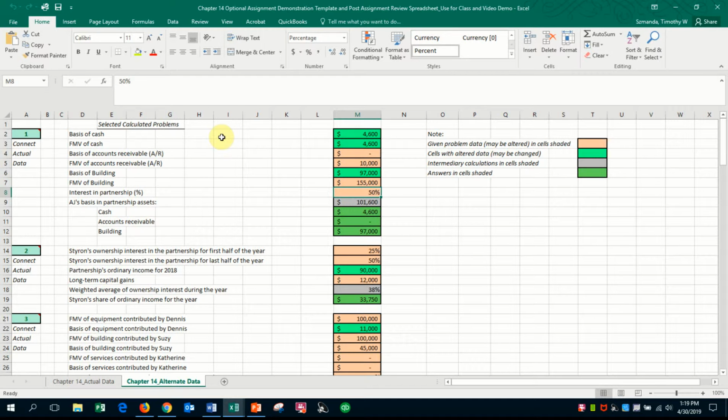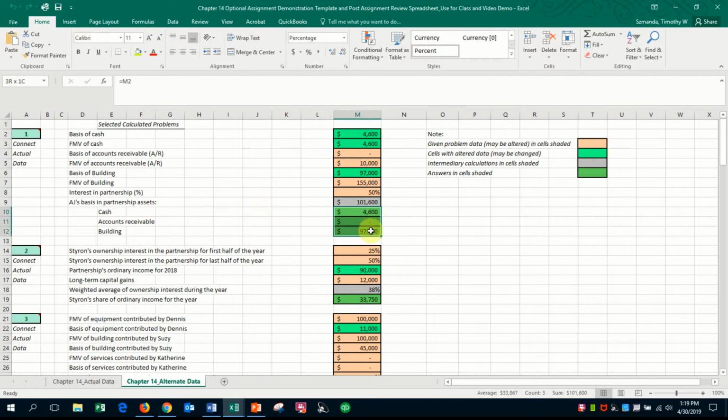But we have essentially the basis and fair market value of each asset given. For Jake, a Schedule C filer. He contributes these assets to a partnership, receives 50% interest. And the question is, what is AJ's basis in these assets?